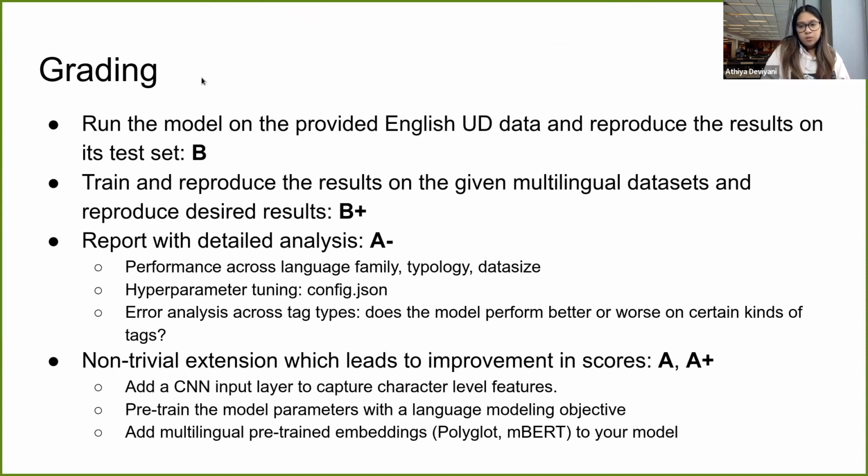To get an A or above, you will need to create a non-trivial extension to improve the existing scores. And there are really a lot of ways you can do this. You can add a CNN input layer to capture character-level features. You can use pre-trained embeddings and so on. It's kind of like an experiment that you need to run on your own, and we're excited to see your results.